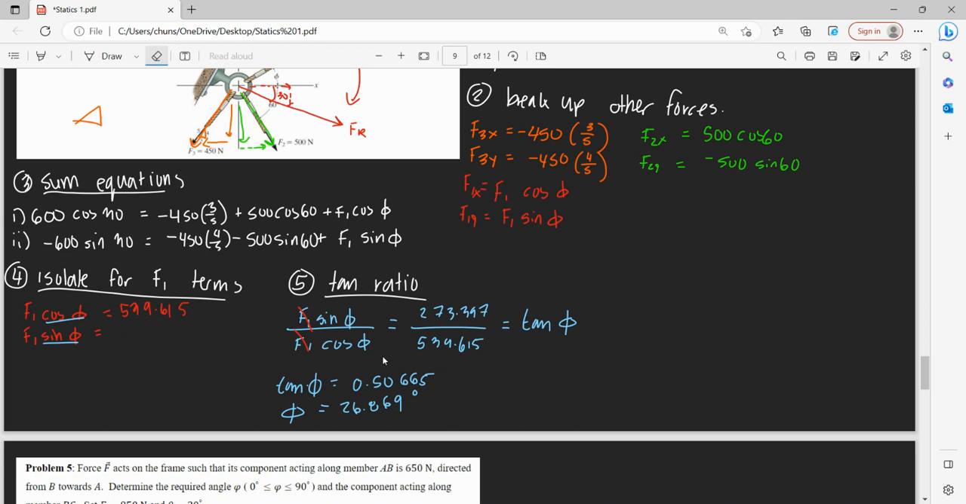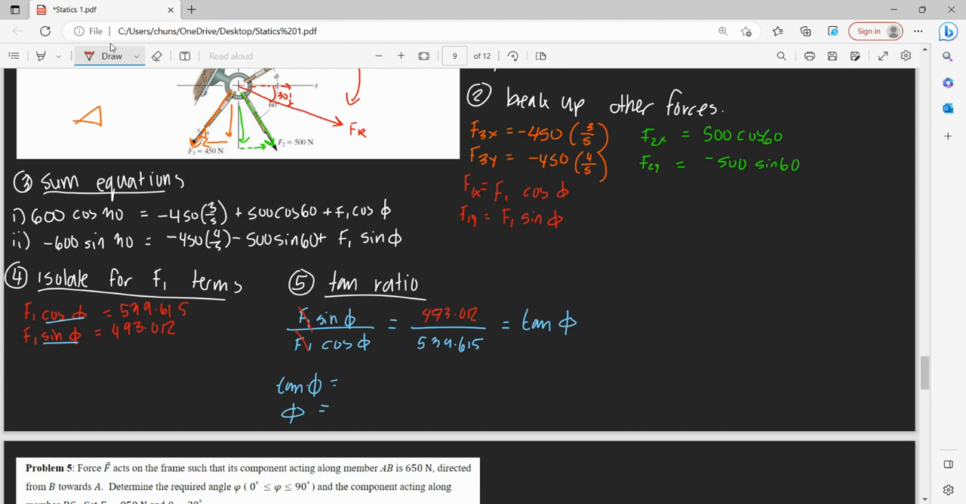So negative 600 sine 30 plus 450, 4 over 5, plus 500 sine 60. There we go. So that gives us 493.012. That's what goes here. Here we go, 493.012.